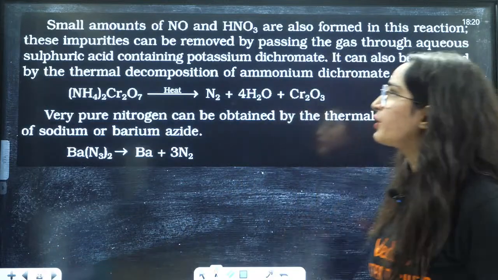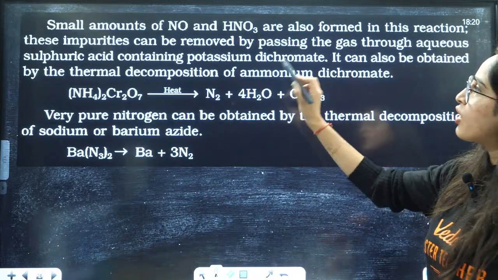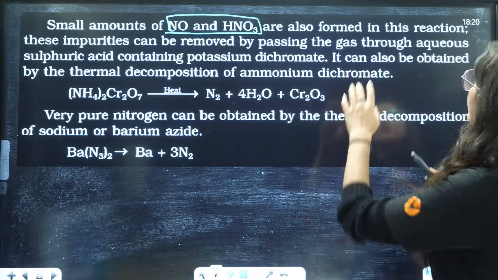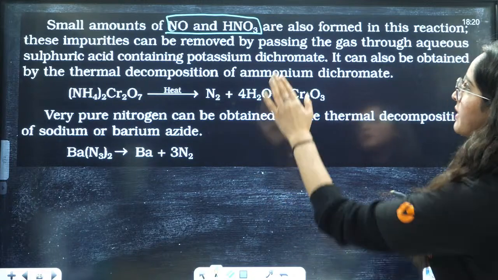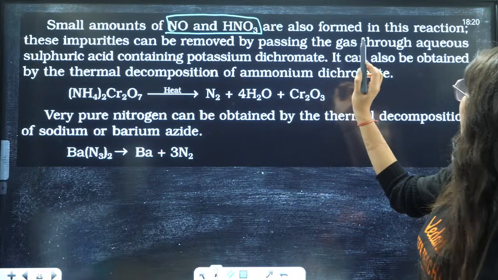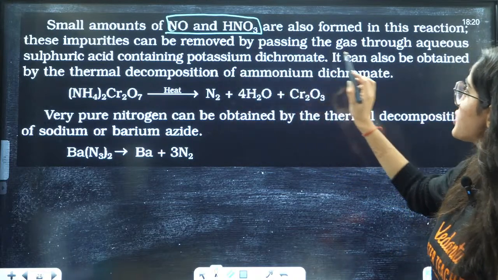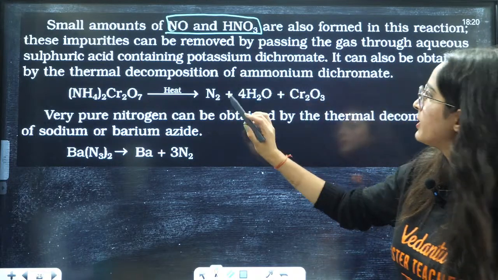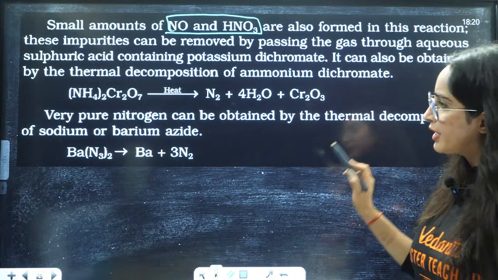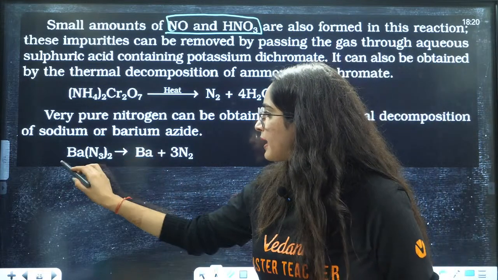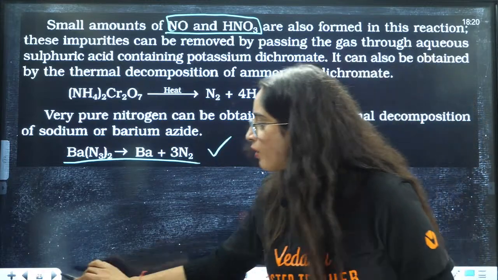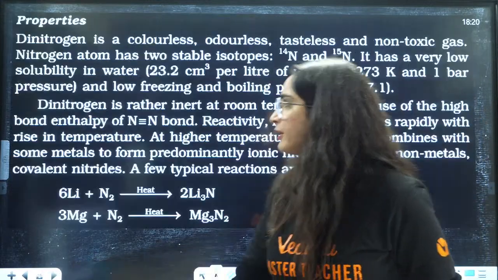Not important for you. Then small amounts of NO and HNO3 are also formed in this reaction. These impurities can be removed by passing the gas through aqueous sulfuric acid, through aqueous sulfuric acid containing potassium dichromate. It can also be obtained by thermal decomposition. Very pure nitrogen can be obtained by the thermal decomposition of sodium or barium azide, right? So this you can remember, how pure nitrogen can be obtained from the azides.